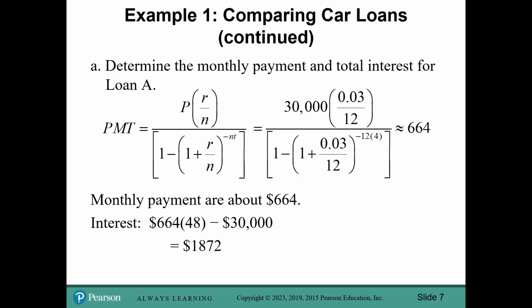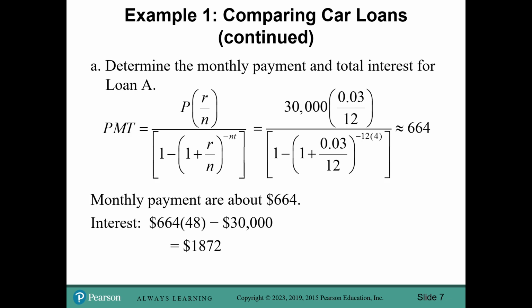The PMT is 30,000 times 0.03 over 12, divided by 1 minus (1 plus 0.03 divided by 12) raised to the negative 12 times 4. The 12 just comes from the months, the 4 comes from how many years, the 0.03 is our rate, and the 30,000 is how much we're borrowing. Once we calculate that out, we see that it equals approximately $664. So our monthly payments are about $664 for loan A.